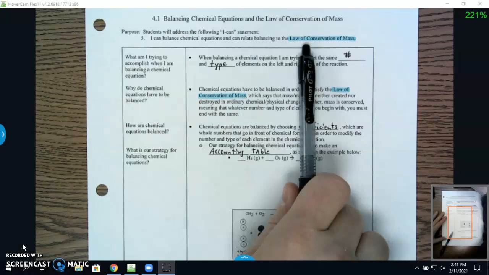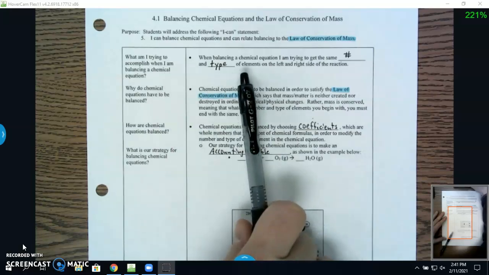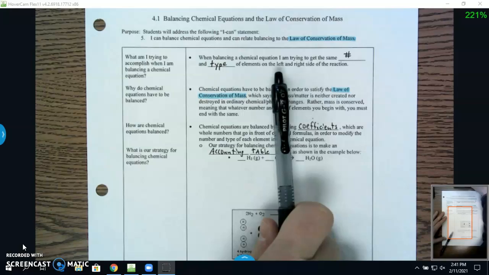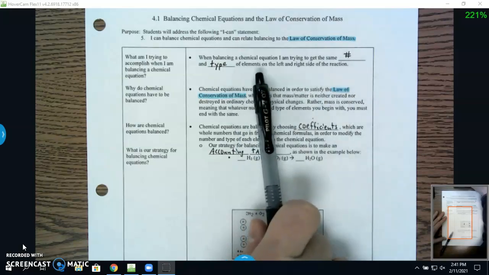Alright, to start with, we have the guiding question: what am I trying to do, what am I trying to accomplish when I balance a chemical equation? So when we balance a chemical equation, what we're trying to do is to get the same number and type of elements on the left and the right hand side of the reaction.